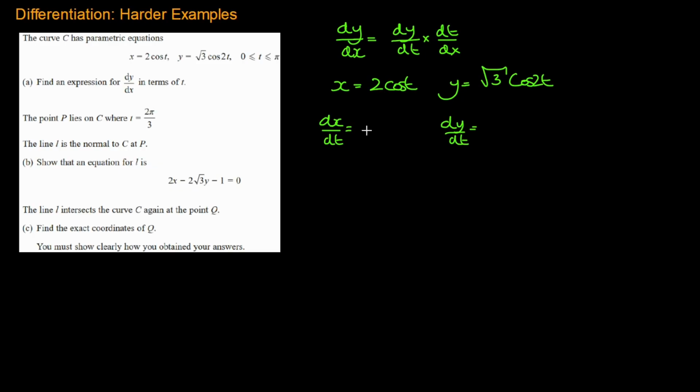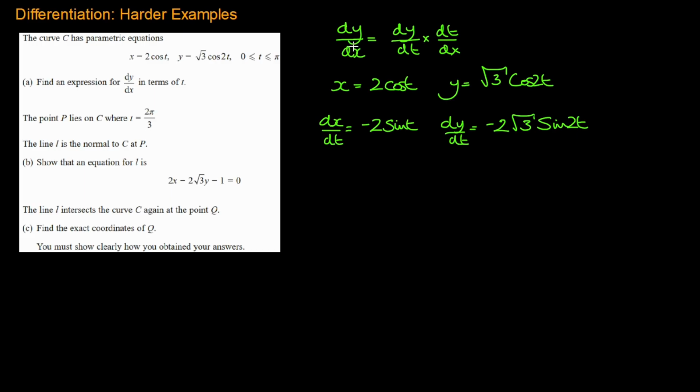This is quite a simple differential. The differential of cos is negative sine, so this turns into negative 2 sin t. The differential of this function, we have to use the chain rule again, because we will need to differentiate 2t separately from cos 2t. So this is going to become 2 root 3 sin 2t, but remember, we've produced a negative sign as well. If you didn't quite get that, look back at more examples about the chain rule, and you'll see how to produce that answer.